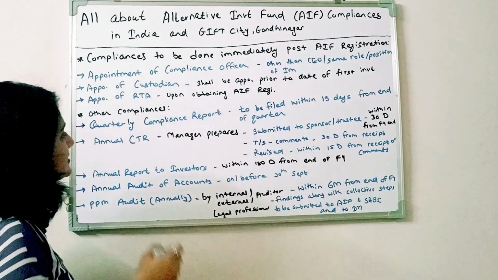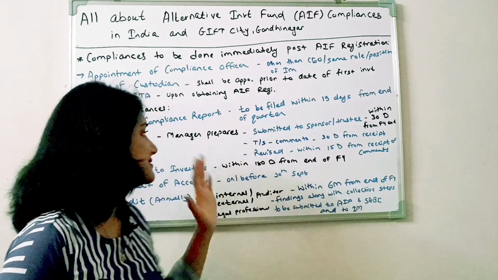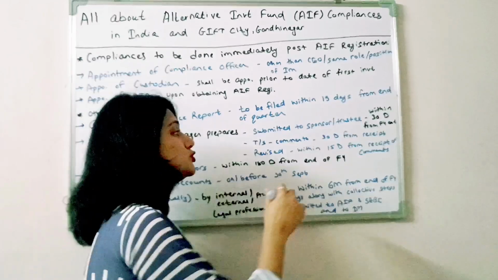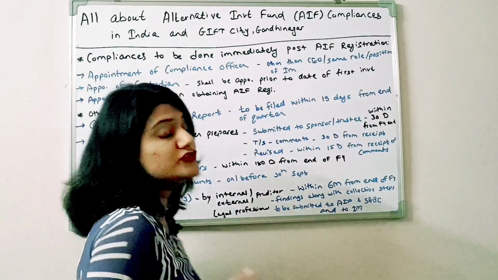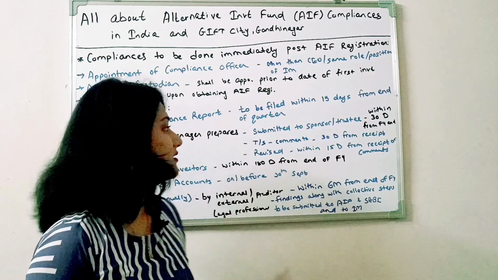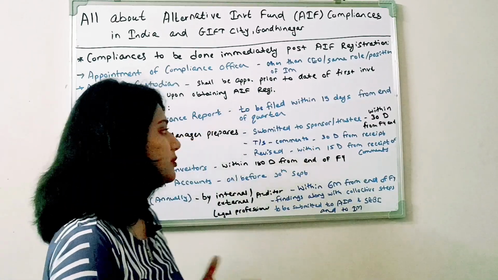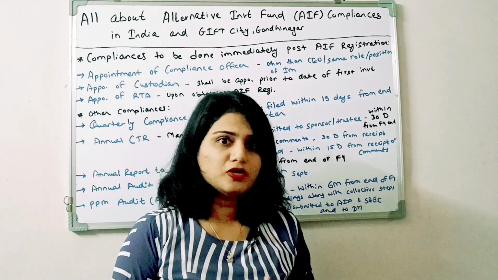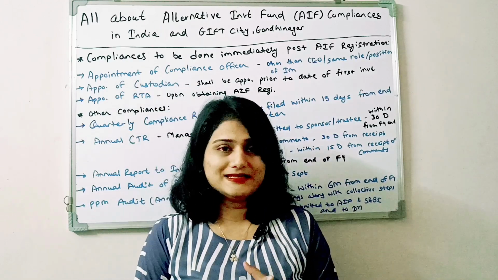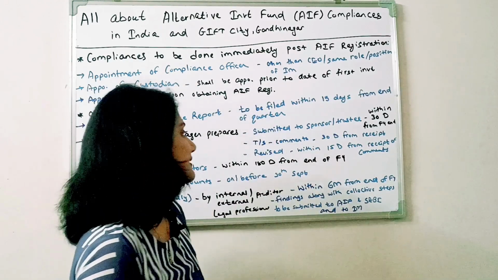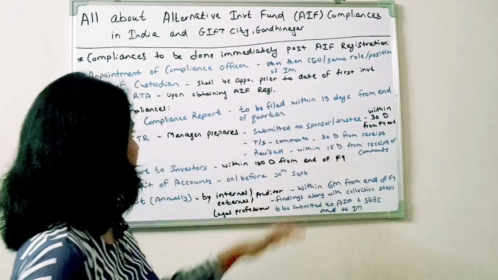Okay. Next, annual CTR, that is annual compliance test report. The investment manager prepares this report and submits it to the sponsor or the trustee of the AIF, and the timeline is within 30 days from the end of the financial year. On receipt of that CTR, the trustee or sponsor gives their comments, if any, within a period of 30 days from the receipt, and post receipt of those comments, the IM, that is investment manager, has to revise it and make changes according to their comments and resubmit that revised report within a period of 15 days from the receipt of the comments. Okay, so this is one, the annual CTR.